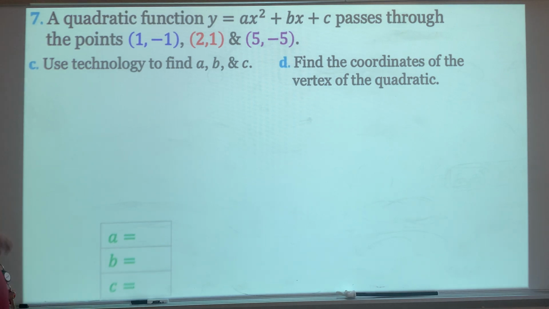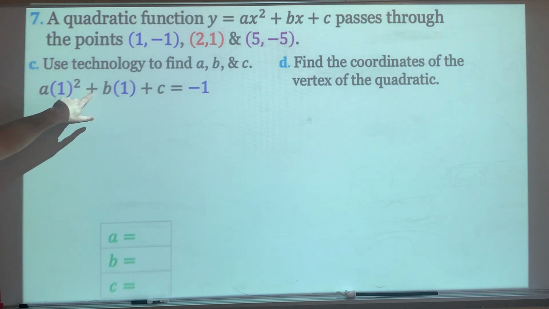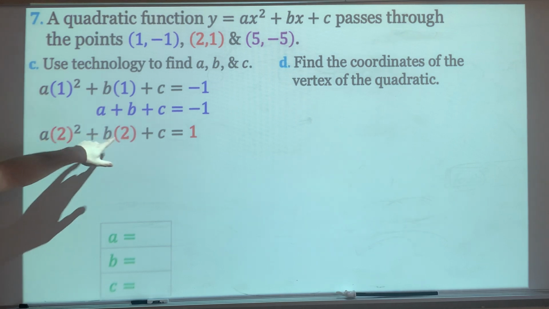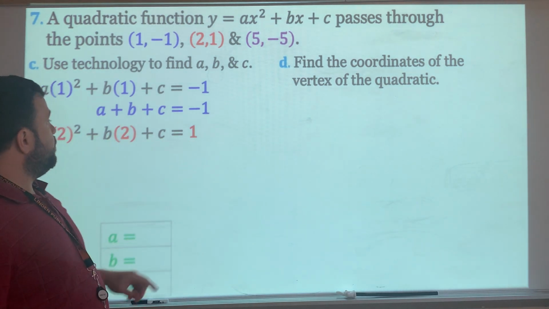All right, let's go check it out. A times 1 squared plus B times 1 plus C equals 0. A plus B plus C equals negative 1. Awesome. A times 2 squared plus B times 2 plus C: 4A plus 2B plus C equals 1.